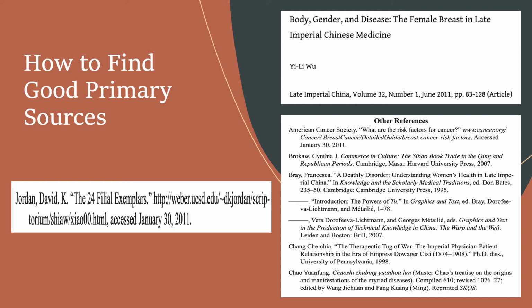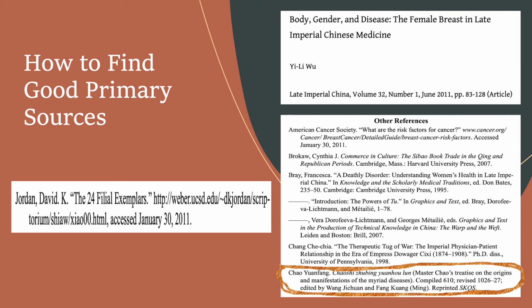So if you'll remember, when I first began this instructional series, I proposed the topic of women's medicine and health in Ming Dynasty China. And one of my secondary sources was this article by Yi Li Wu called Body, Gender, and Disease, the Female Breast in Late Imperial Chinese Medicine. So I flip to the end of this article after I'm done reading it. I see the reference section, and if I look through her bibliography, I come across one particular source.